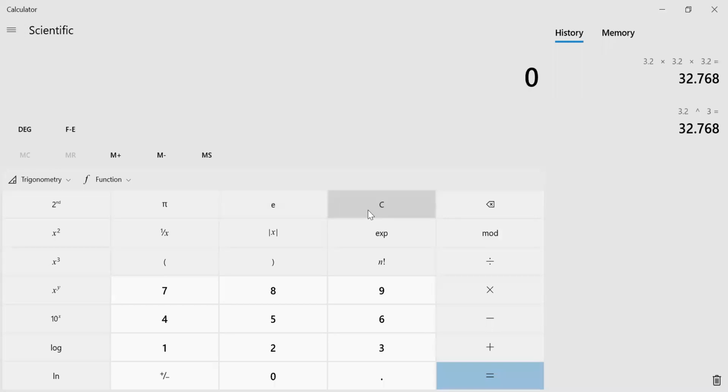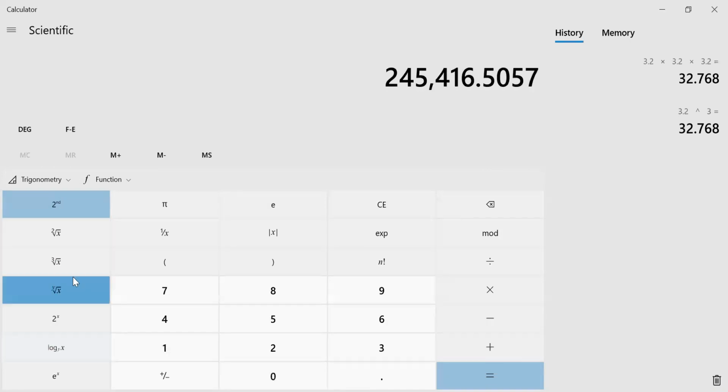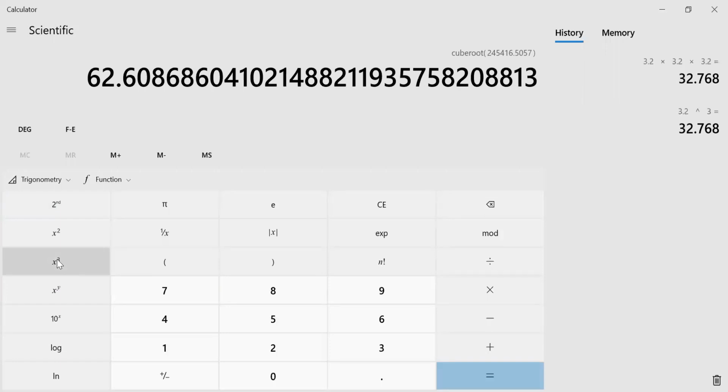All right, so we need to cube root this number. So in my calculator, let me find it. There it is. You might have to hit like the second function, the shift, but mine's right here, if you can see it right here. Or a lot of calculators will have this button right here that you can use, right? So I'm going to hit 245,416.5057, and then I'm going to cube root it. I'm going to use this cube root button, and we should be getting that.